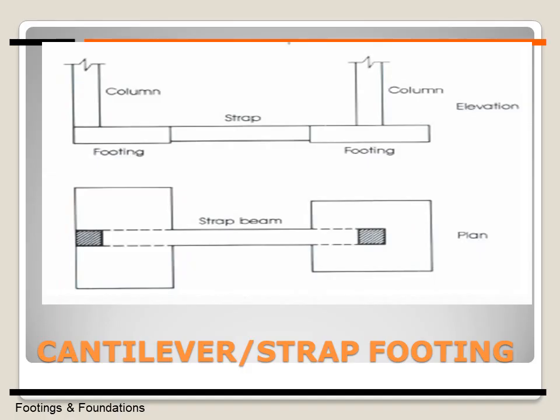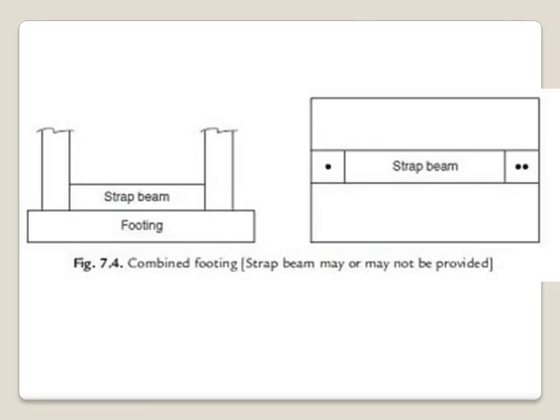This is also one slide representing the cantilever or strap footing. You can see the footings are connected by a strap. The column sizes will be different: the first column will be large and the second column will be small. This is also one slide representing the combined footing. The footings are connected by a strap beam and the plan is also given.